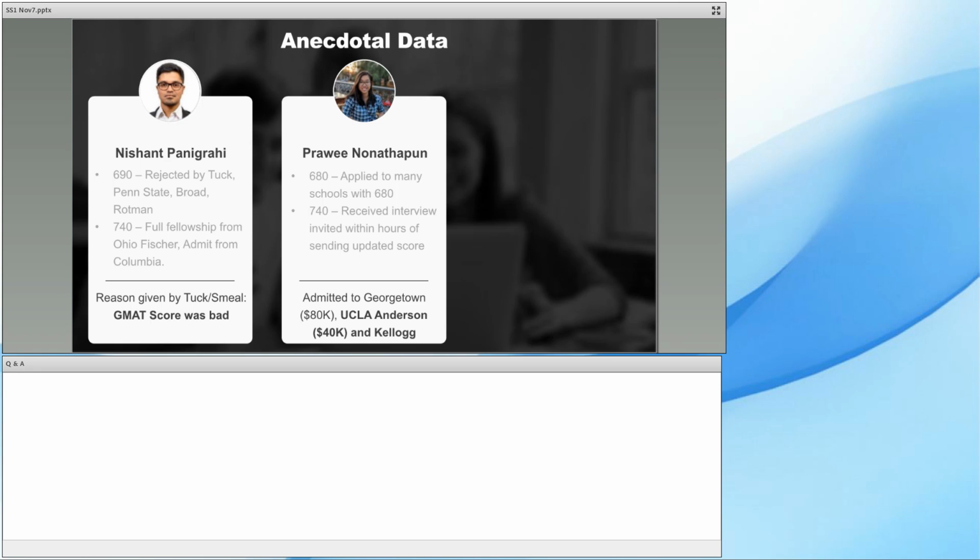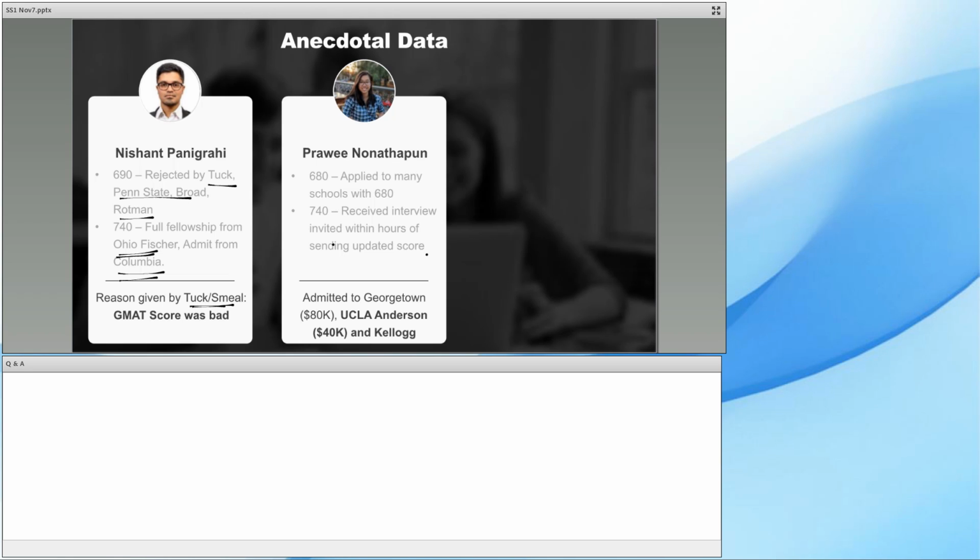Here is some anecdotal data that talks about the importance of your GMAT score. There's Nishant, who scored a 690 and was rejected by a bunch of these schools, including Tuck, Penn, and Rotman. Tuck and Smeal told him, we like your candidacy, but we're rejecting you because your GMAT score is not high enough. So he scored a 740 and applied to a bunch of schools. He got a full scholarship from Ohio Fisher as well as an admit from Columbia.